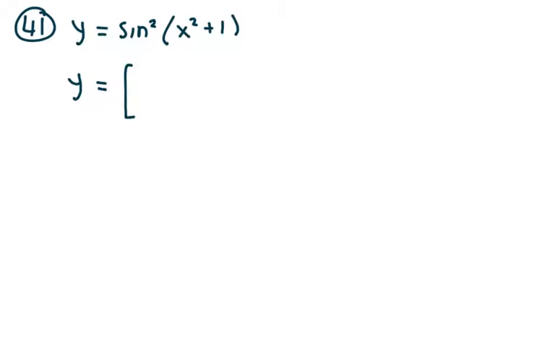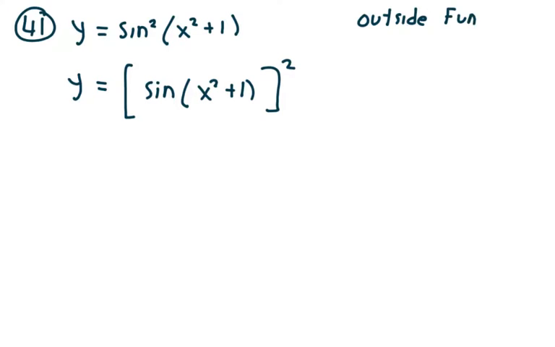So I'm going to exaggerate these brackets, but I'm going to put sine of x squared plus 1 raised to the second power. And so in this case, the outside function in this context is, we'll say, f of x equals x squared. So when I take the derivative, I get 2x.